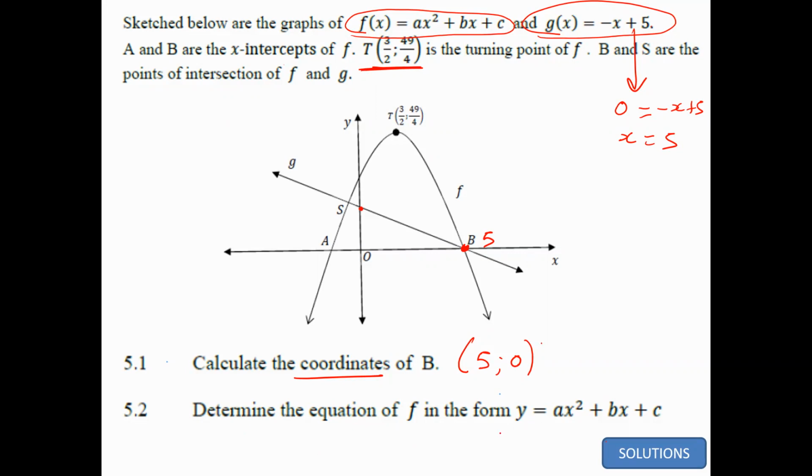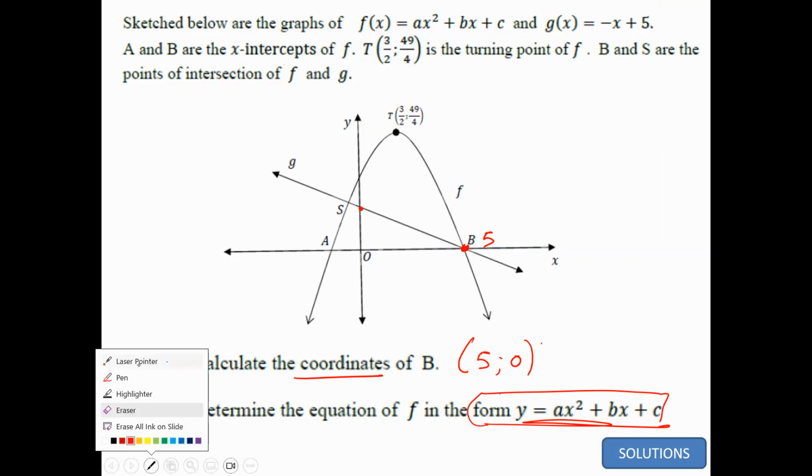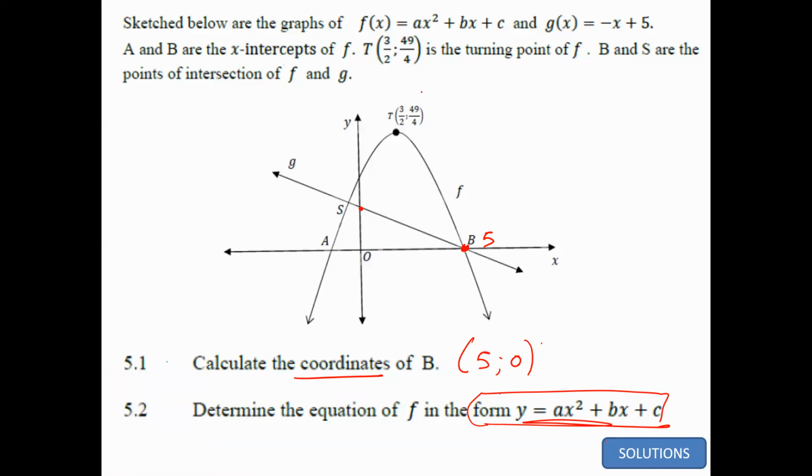Determine the equation of f in the form. Now, forget about the form. Let's worry about getting the equation. How would we find the equation of this parabola? Talk to me, someone. So you can put it into the turning point formula. Well done. Because they gave us the turning point, we have to use the turning point formula, which is y is equal to a into x minus p all squared plus q.